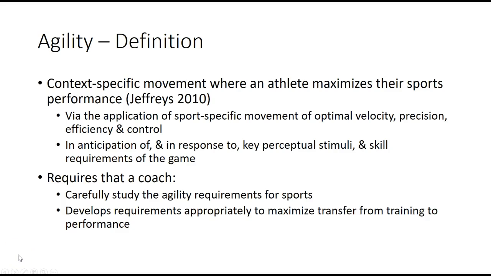So to revisit this definition of agility, we understand that agility is a complex parameter and it involves far more than the performance of just certain movements. Agility can be viewed as game speed being context-specific movement, where an athlete maximizes their sport performance through the application of some sort of sport-specific movement of optimal velocity, precision, efficiency, as well as control in anticipation of and in response to the key perceptual stimuli and skill requirements of the game.